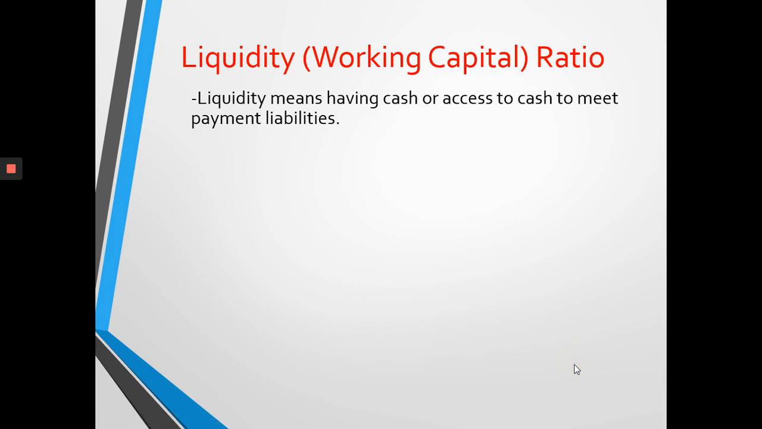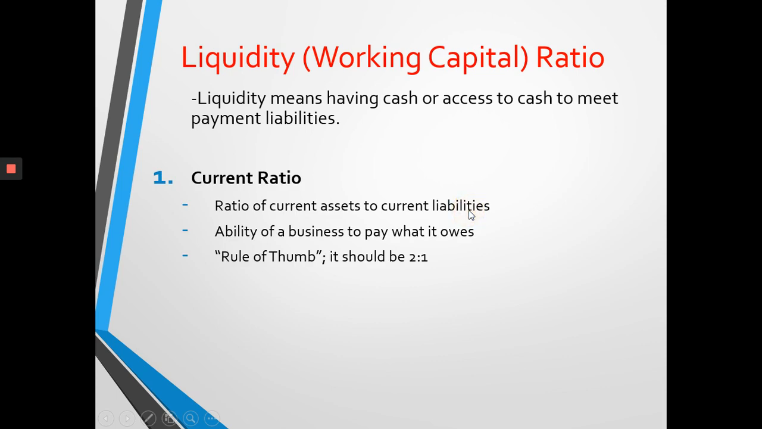All right, liquidity means having cash or access to cash to meet the payable liabilities. So liquidity ratios, for example, current ratio and acid test ratio, will give us an understanding of how liquid our company is. The first one is current ratio. Current ratio means a ratio of current asset to current liabilities, which means current asset divided by current liabilities. So it will show the ability of a business to pay what it owes.